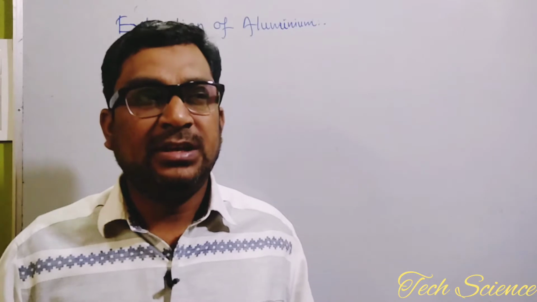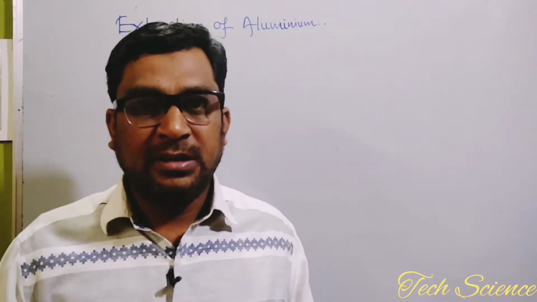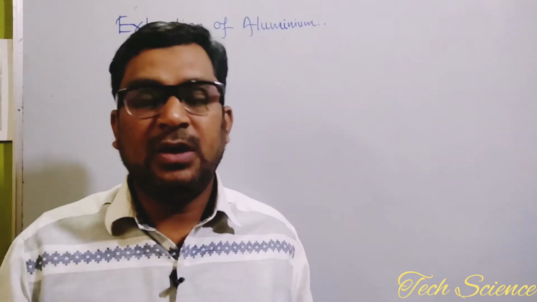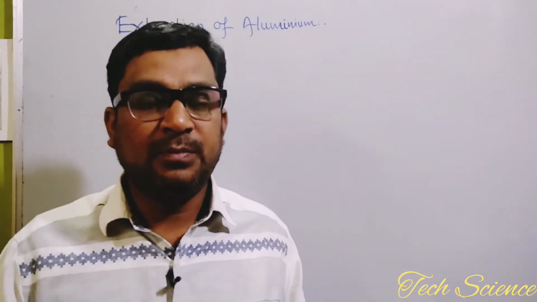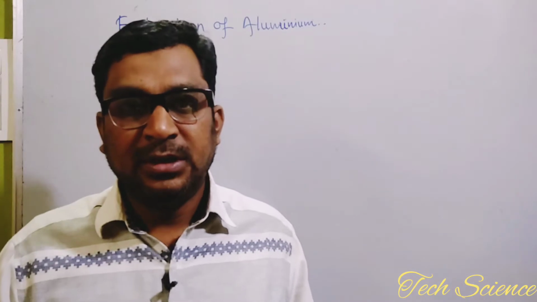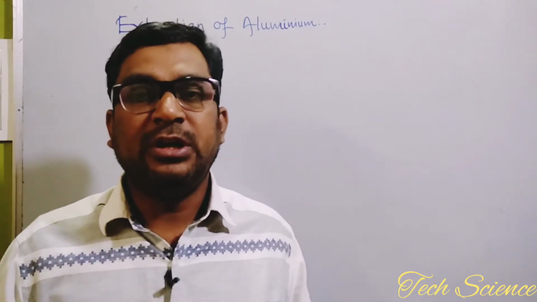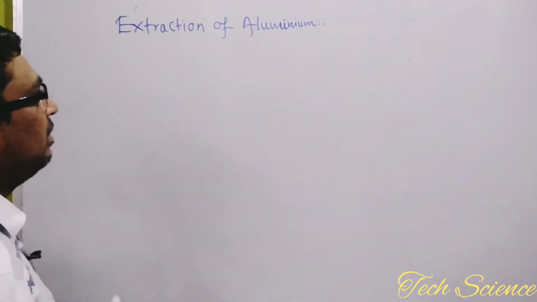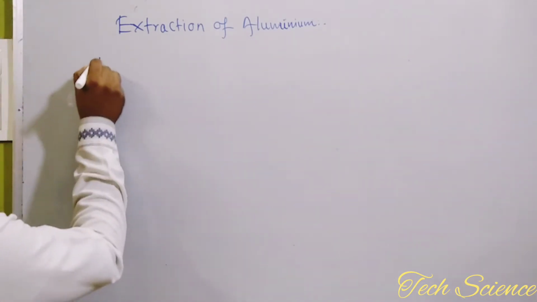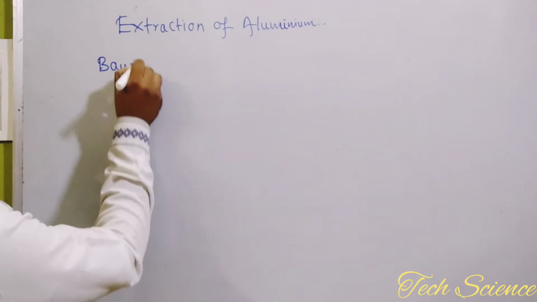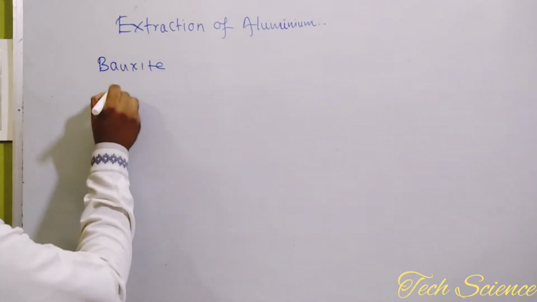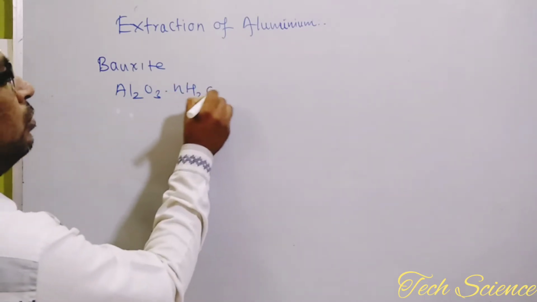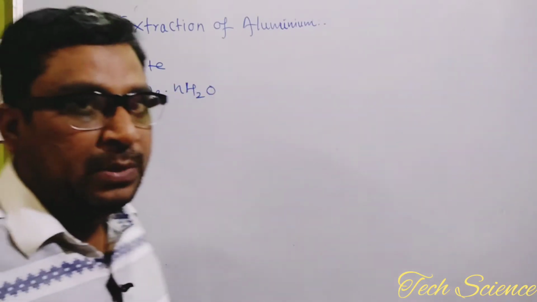As we discussed, the extraction of aluminium is for the 10th standard, in the chapter called metallurgy. In this metallurgy chapter we have the point extraction of the metal. As an example we consider aluminium, and this aluminium is extracted from its ore, called bauxite, as we know. This bauxite has the molecular formula Al2O3.2H2O, and we have to extract the aluminium from this.